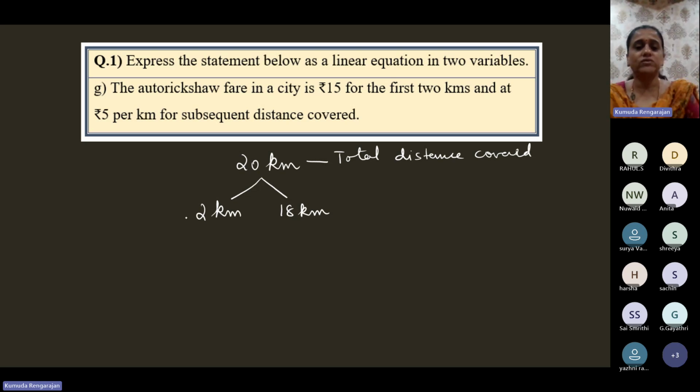You will divide 20 into 2 kilometers and 18 kilometers. So what's the fare for the first 2 kilometers? Sorry, 15 rupees. And what is the rate per kilometer for the subsequent distance? It will be 18 into 5, which is 90. So how much will you pay the automan? 105 rupees.